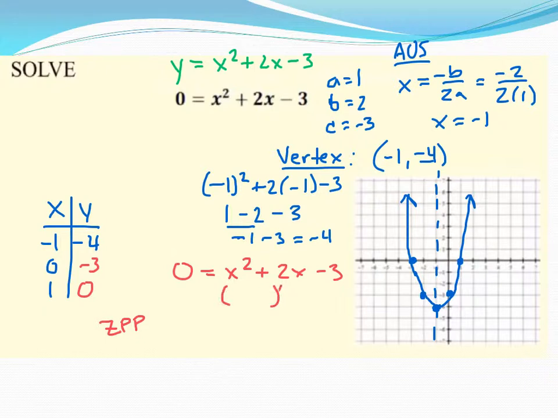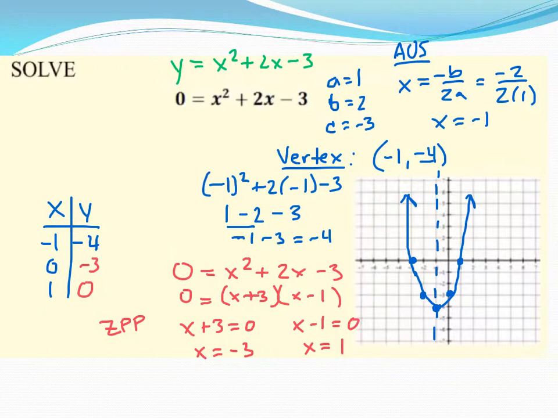Okay, so I want to look at what are factors of a times c? So factors of 1 and negative 3. So factors of negative 3 that add to 2. Well, that's going to give me x plus 3 and x minus 1. Those would multiply to negative 3 and add to 2. Now remember, those are equal to 0. So what did we do next? Well, we took each of our factors, x plus 3, and set it equal to 0, and x minus 1, and set it equal to 0. And here I would get x equals negative 3 and x equals 1.